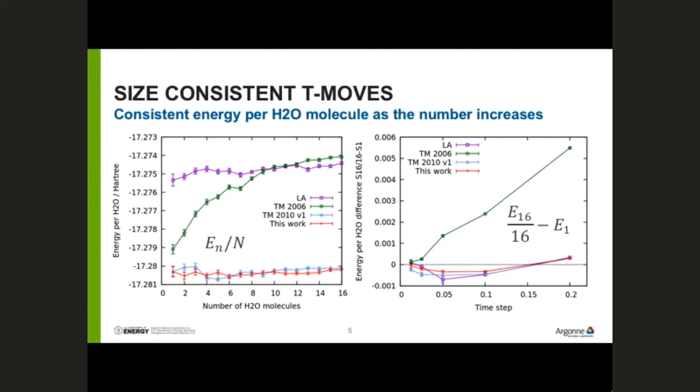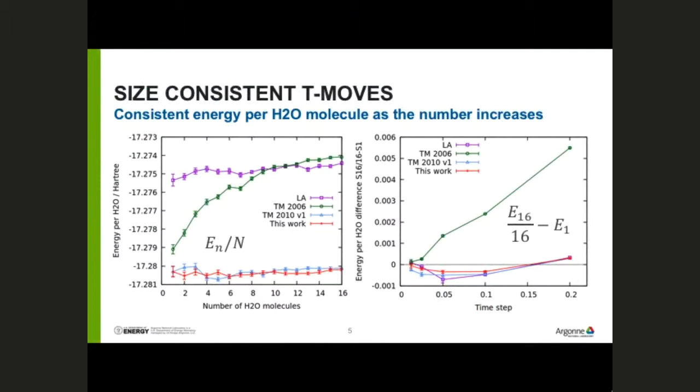So this is basically telling you, when you do an experiment with water molecules set very far away, and you start to add the number of water molecules and compute the energy per molecule, you notice that without a size-consistent scheme, the energy is actually growing. But with a size-consistent scheme, it's flat.